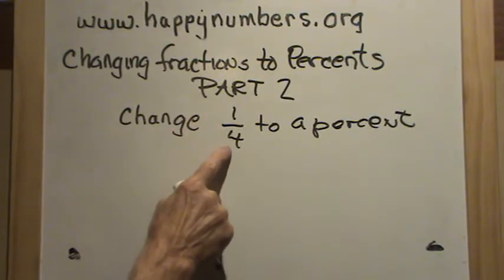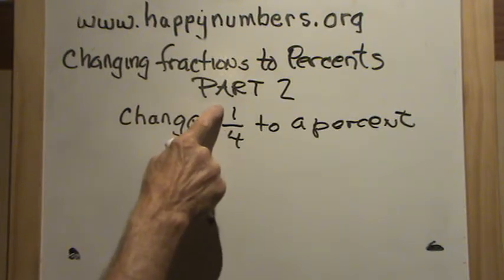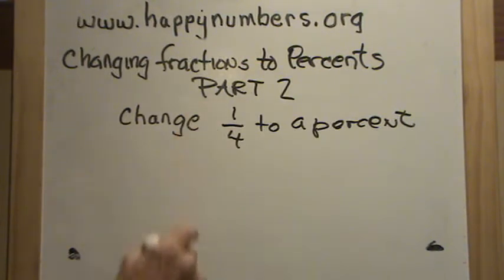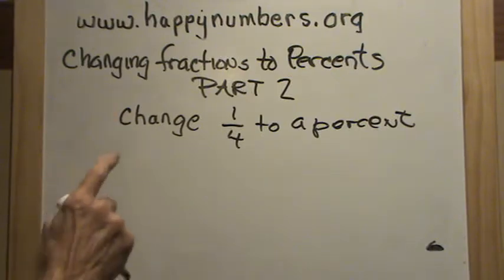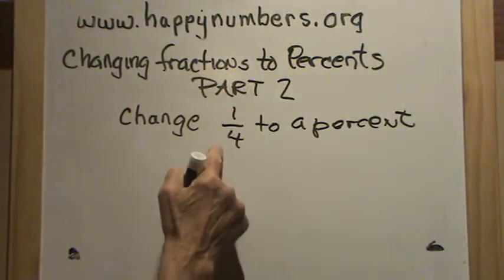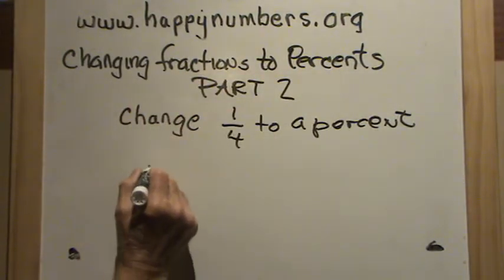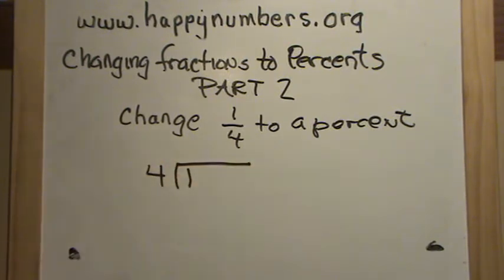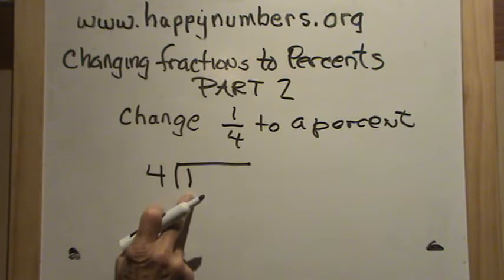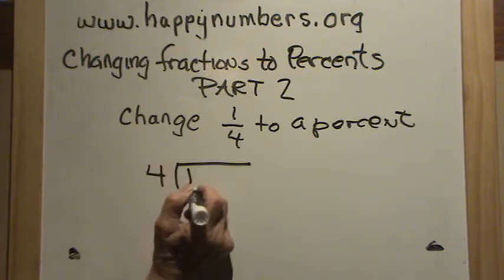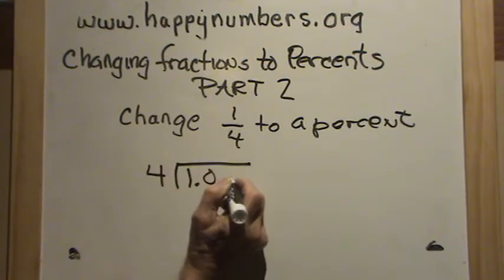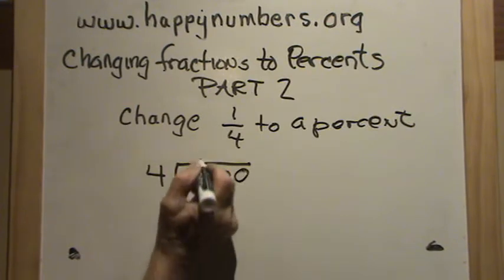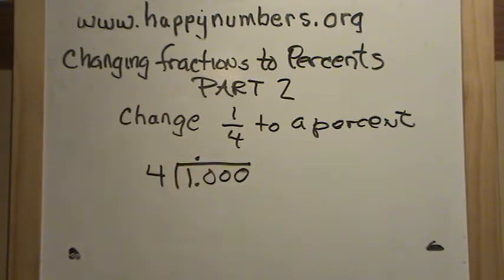This means 4 divided into 1. So, the second method of changing fractions to percents is to do the division. We're going to divide 4 into the number 1. Well, we can't divide 4 into 1 because 4 is bigger, but we can do some decimals, like so. And now we do long division.